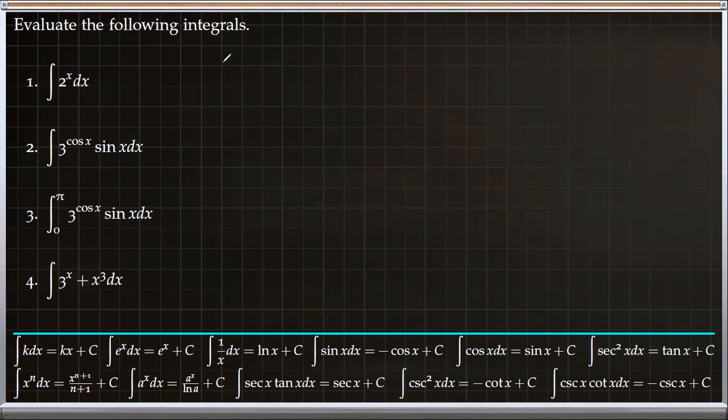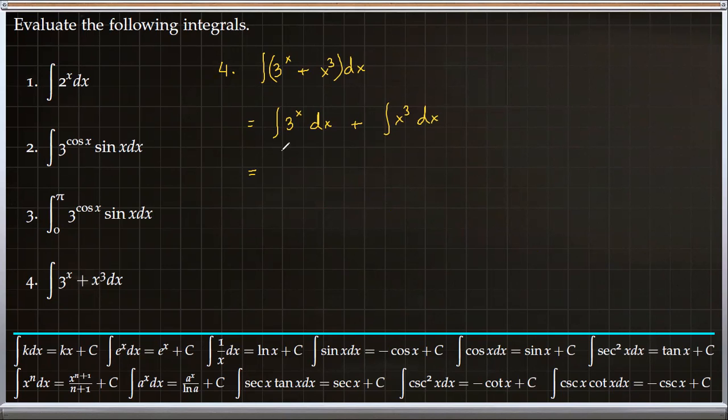The fourth one on the board, we have the integral of 3 to x plus x cubed dx. So these two, although they look very similar, 3 to x and x cubed, are completely different functions. So I can write this as a sum of two integrals, the integral of 3 to x plus the integral of x cubed.